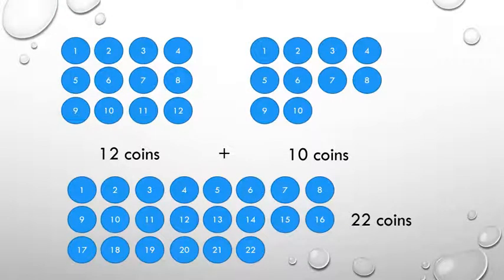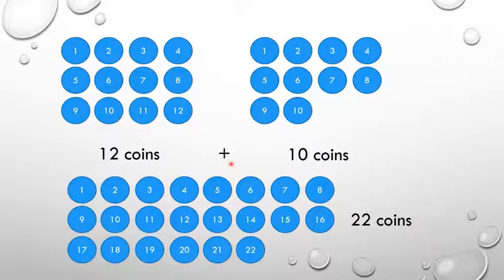Now let's use addition to practical sets. For example, you have 12 coins and 10 coins. This you see here is what we call the plus symbol. If you see this symbol in math, it usually means that you will add two numbers or more.